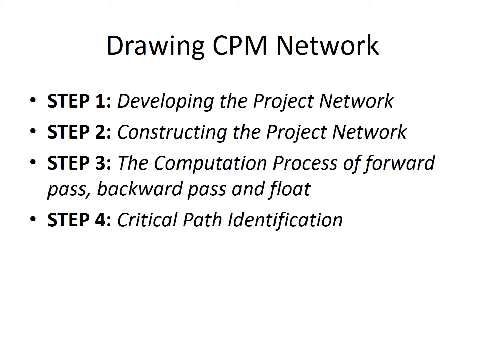Now, when you want to draw a critical path method network, first of all, you must develop the project network, then construct the project network, then compute the process of forward pass, backward pass, and float, and then lastly, we identify what we call the critical path.